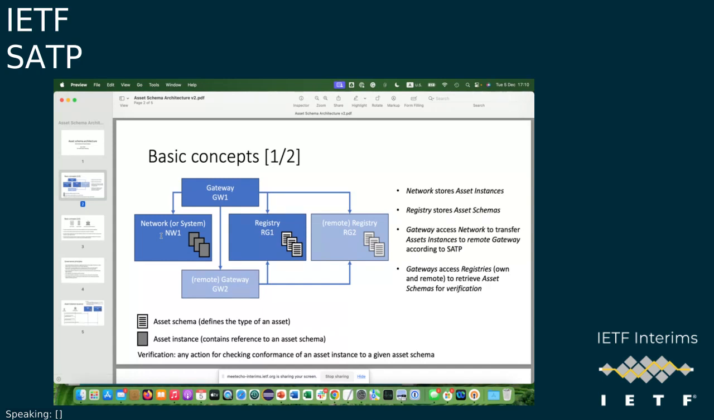It's just that we are introducing this concept in order to separate the schemas from the instances. Inside the network, you have an asset and you would like to transfer it from network one to network two, so you go from gateway one to gateway two by executing SATP. On top of that, there is a registry service where you define the schema, so the structure of the asset instance to be transferred. If you have, for example, tokenized derivatives on gold and you would like to see the structure of this asset, you have to fetch the schema of the asset from the corresponding registry. So if you are in network one and you have an instance to transfer through gateway one, you should go to the corresponding registry in order to fetch the definition of the type of that specific asset. That's what we call the asset schema.